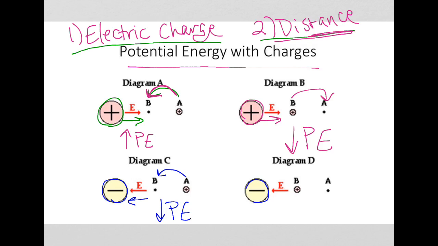On the other hand, we have this negative electric field where the electric field is pointing towards the negative item. We have a charge at B that wants to move to A. It does not want to go that way. It wants to go towards the negative item. And so because we're moving it in the opposite direction of where it wants to go, it will ultimately require work to move there and therefore increase in potential energy.